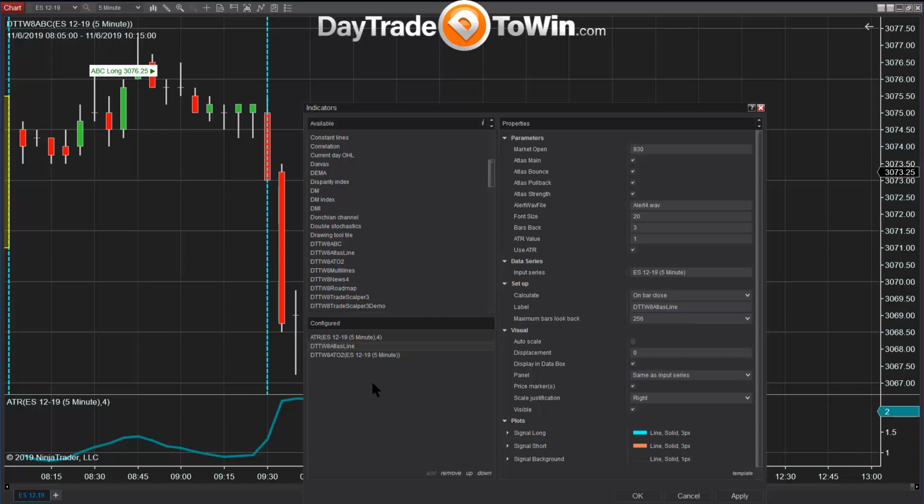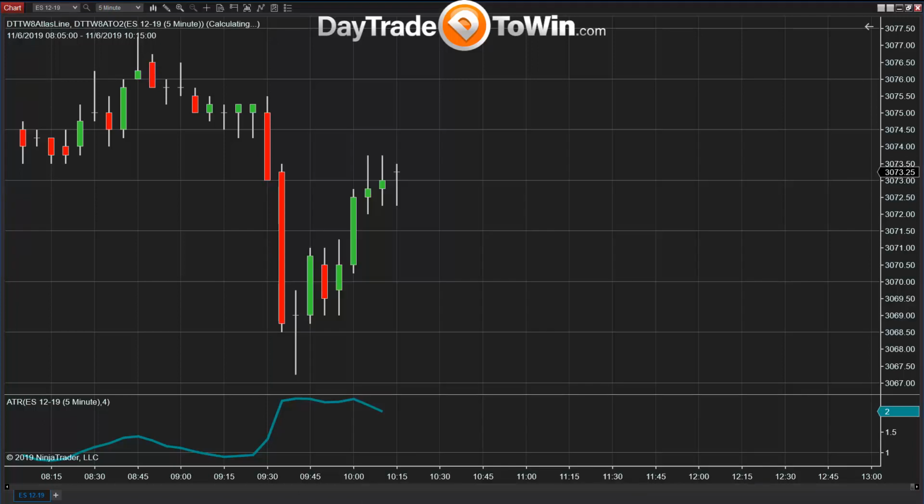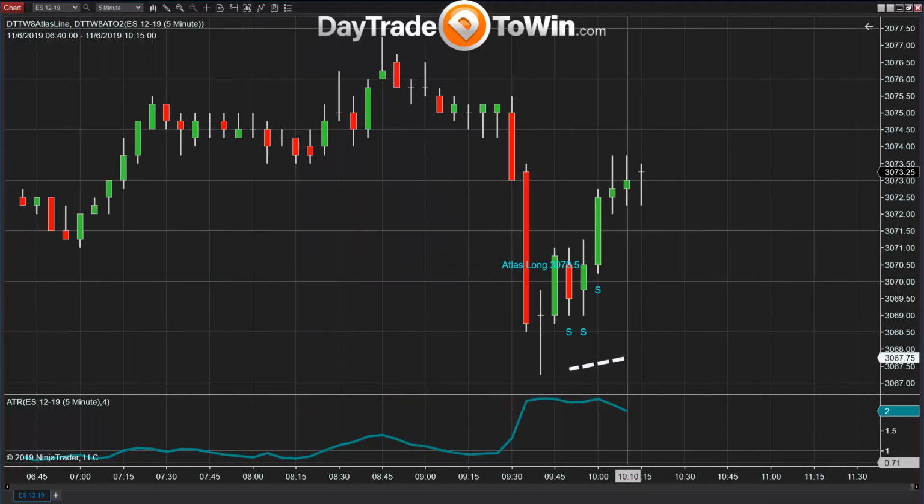It provides the signals, the same with the ATO. You can trade it during the overnight session on any market. If you have any questions on either of these, let me know.